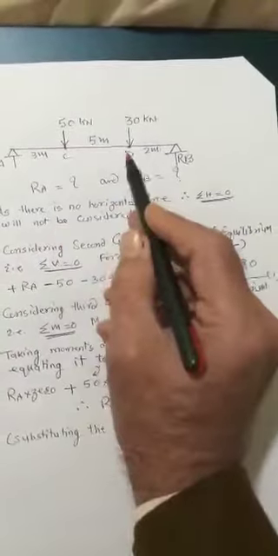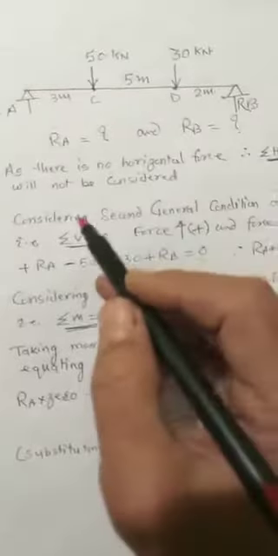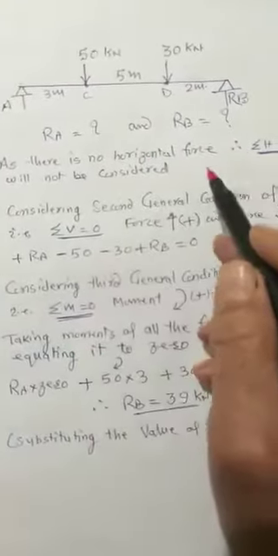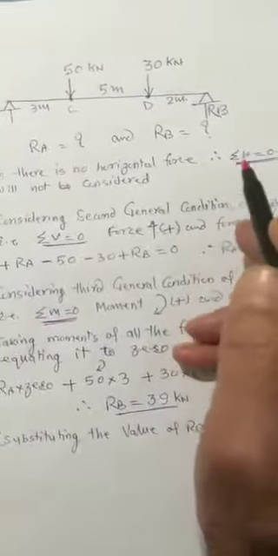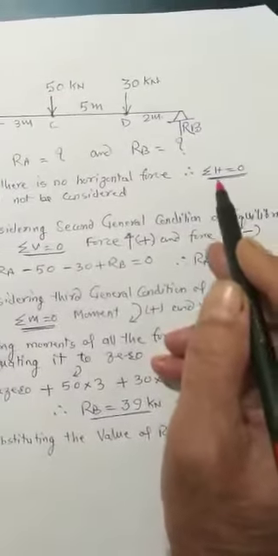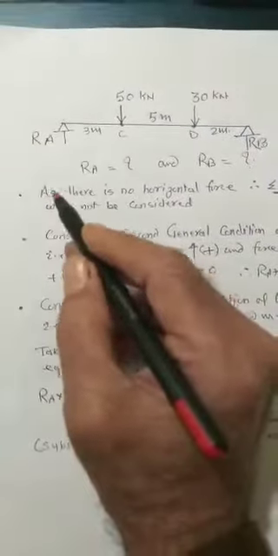Only these two forces and these distances are known. Now there are three general conditions of equilibrium we know. First, the algebraic sum of all the horizontal forces must be 0, that is sigma H is equal to 0. But is there any horizontal force? No. Is there any inclined force? No. So this condition won't apply.